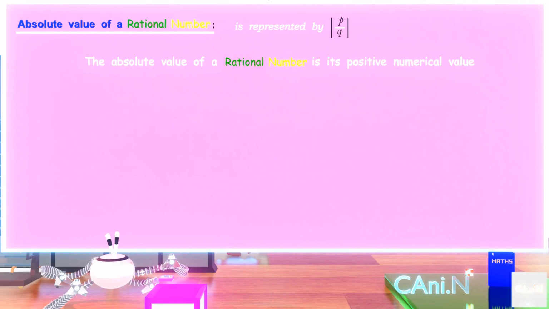Absolute value of a rational number is represented by |p by q|. The absolute value of a rational number is its positive numerical value. That is, |p by q| equals p by q. |Minus p by q| equals p by q. |P by minus q| equals p by q.